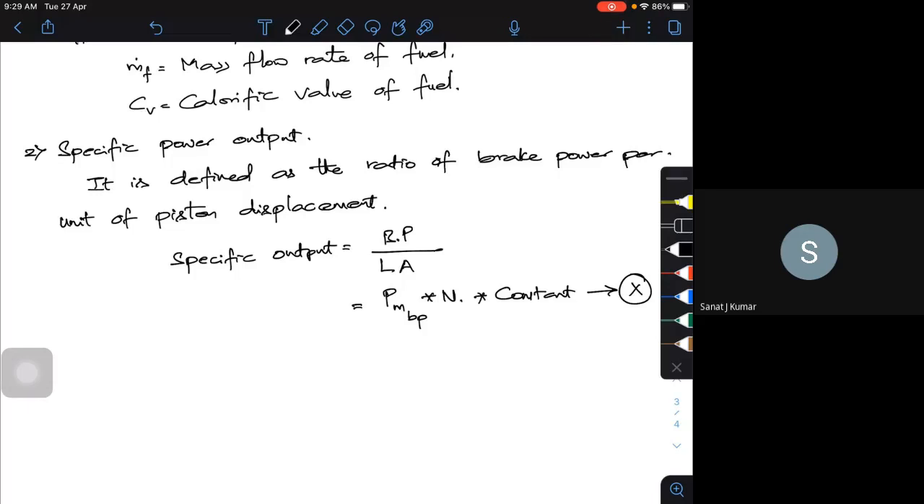So what is the thing actually? I need to achieve a bigger brake power using a smaller piston displacement. I need to have a smaller engine. Then only I'll be able to get more power output. So how can this be achieved actually?